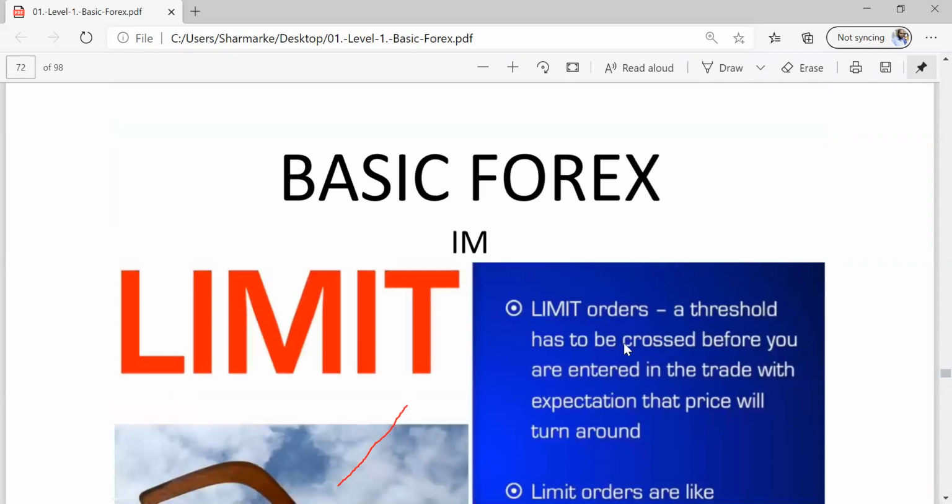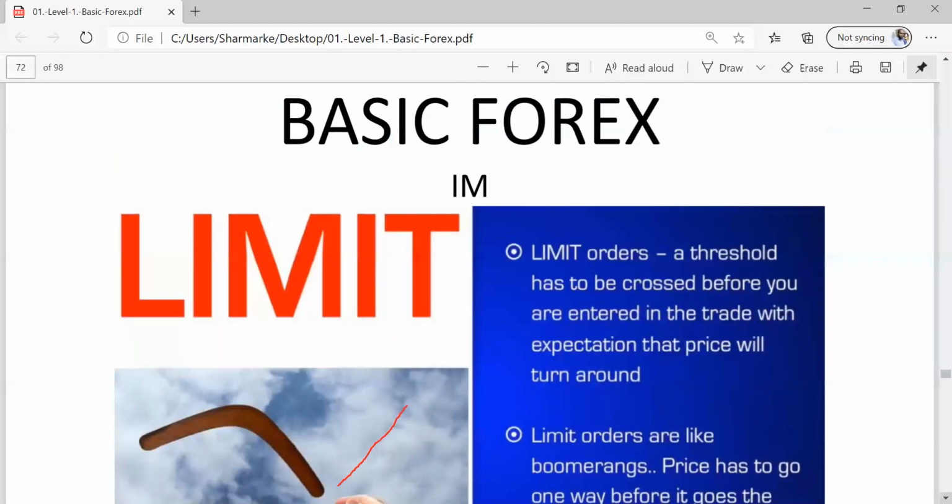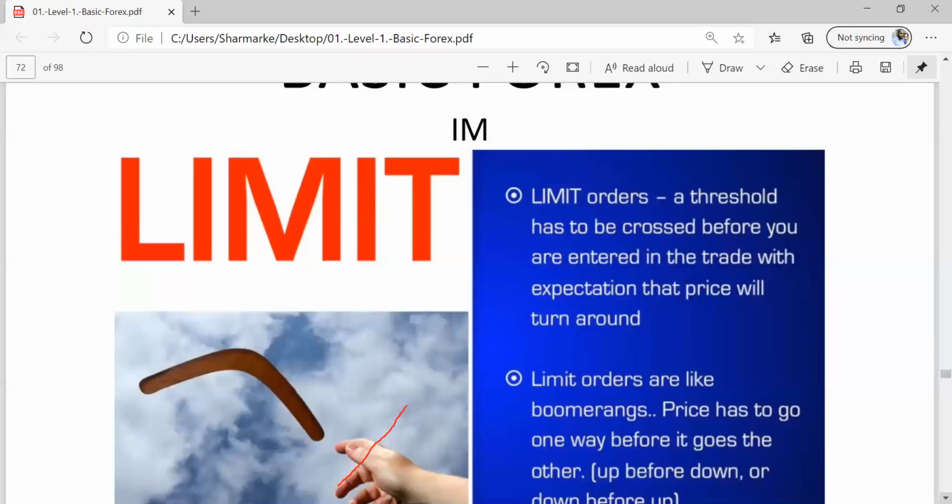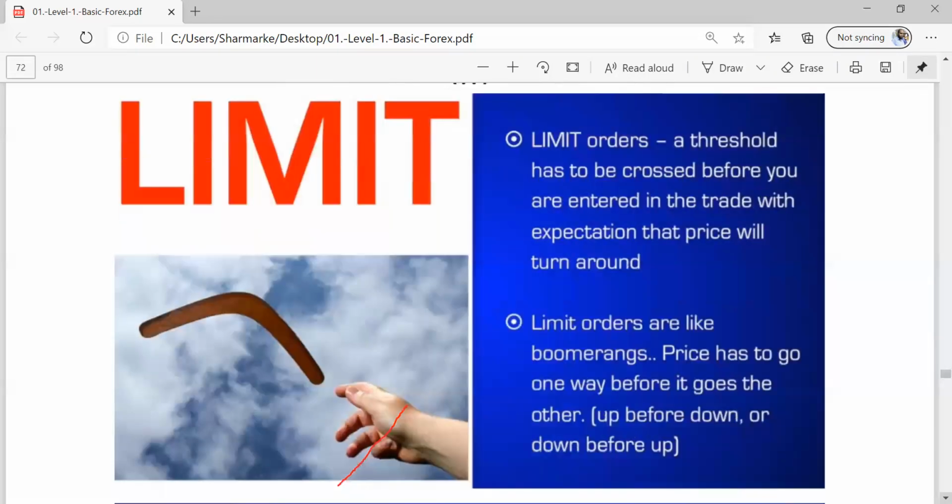Limit orders have to be crossed before you are entered in the market, with the expectation that the price will turn around. This is a place that the market has already passed, but you are waiting for the market to come back. You understand what I mean? Limit orders are like a boomerang. Price has to go one way before it goes the other, up before down or down before up.